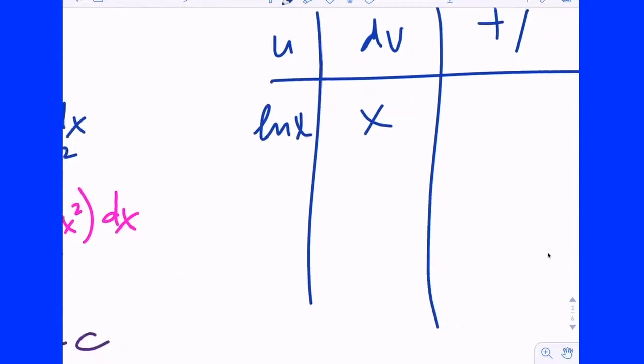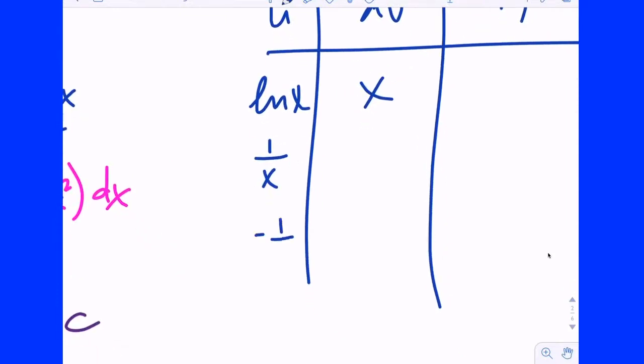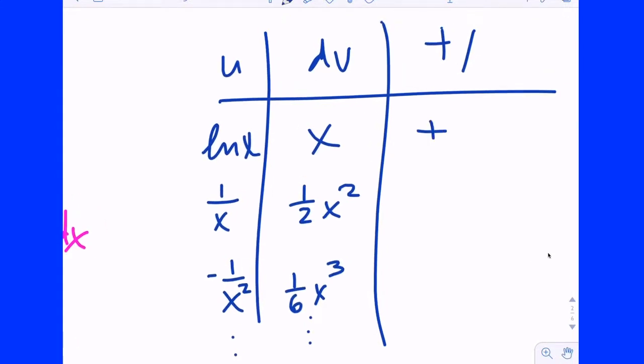Well, now, when we take the derivative of this column, we get 1 over x. The next one would be negative 1 over x squared, and so on and so forth. We're not going to hit 0, so we don't know when to stop. So I'm just going to stop there. If I need more, I'll generate more. What's the antiderivative of x? 1/2 x squared. The next would be 1/6 x cubed. Again, I'm not going to stop, so it's going to keep going. This will be plus, this will be minus, this will be plus.